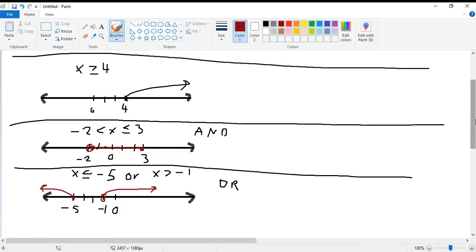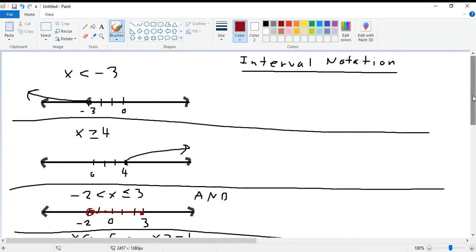So now we're going to change up our graphs a little bit so we can get ready to write our answers in interval notation. Instead of using open circles, we're going to use parentheses, like either that or that. And instead of closed circles, we're going to use brackets, which look like this or this.